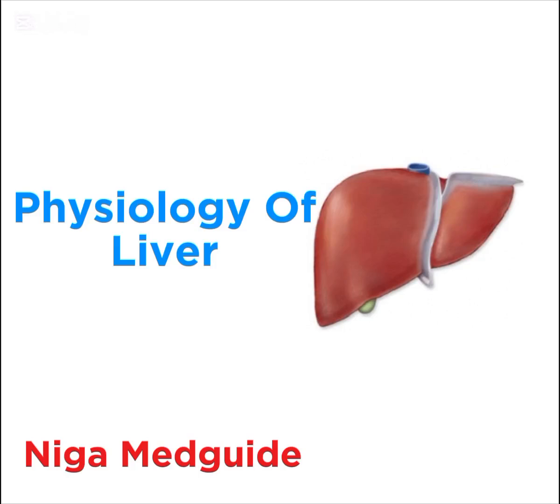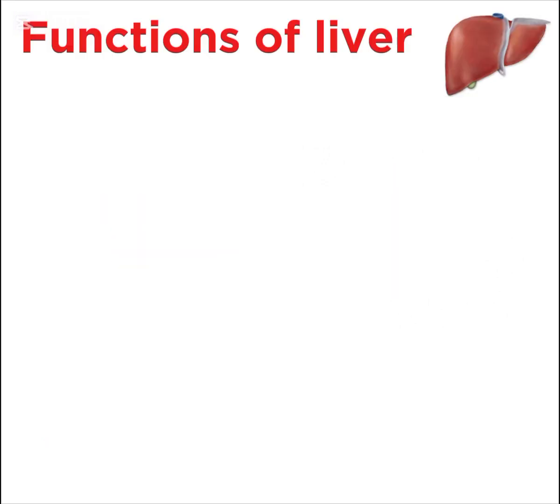Today we will discuss physiology of the liver. Liver is the largest gland of the human body. It is the main accessory organ of the digestive system that performs various important functions. So let's start discussing these functions.